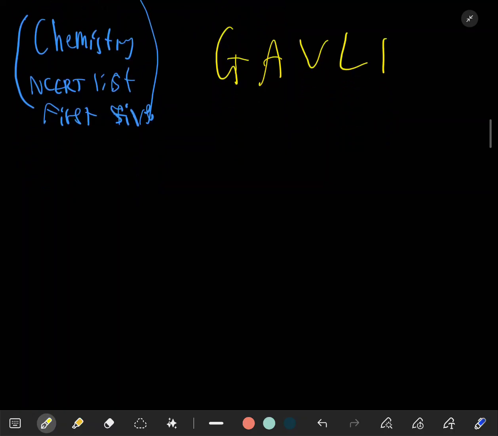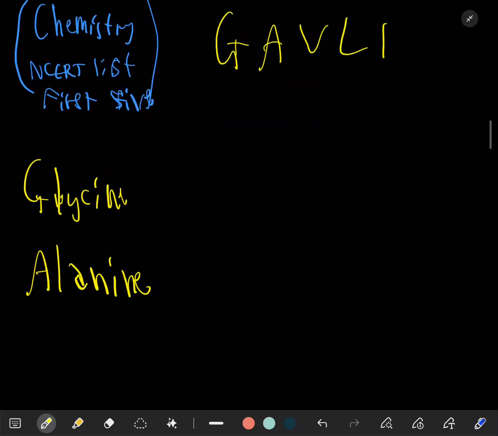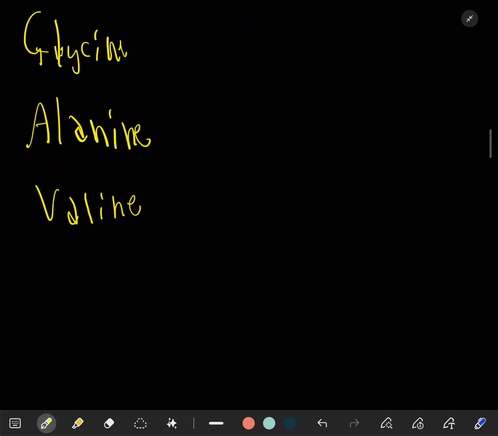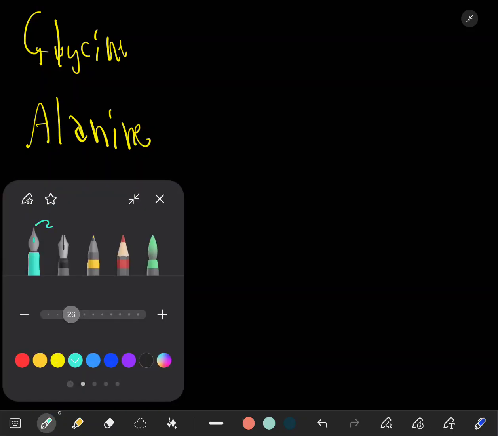यहाँ पे भी वो दिखता है. So G is glycine, then A is alanine, the same as the upper one, and V is valine. This is what you guys need to memorize a bit. Then L is leucine, and then I is for isoleucine. So this will help us get the structures too.